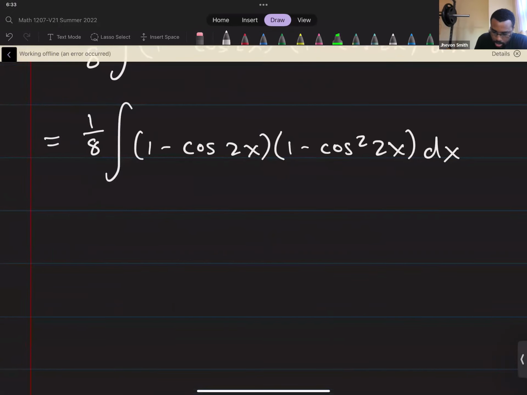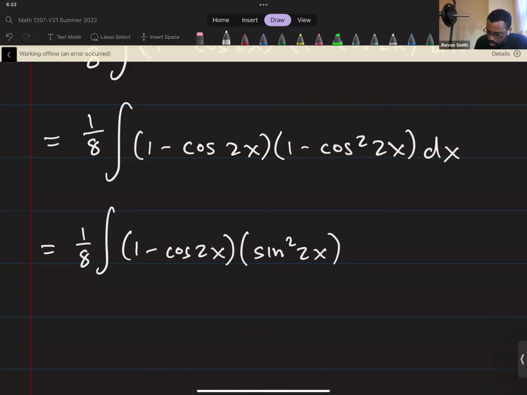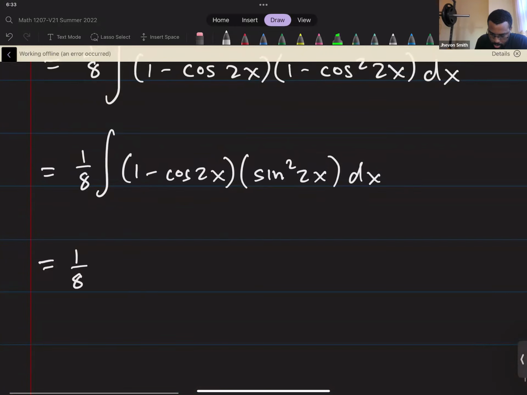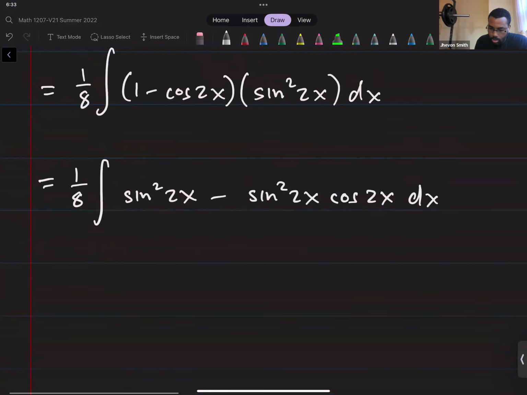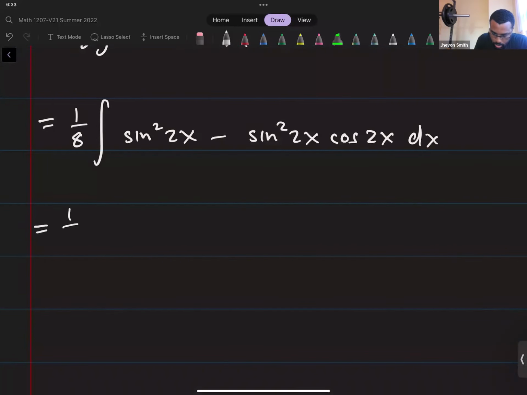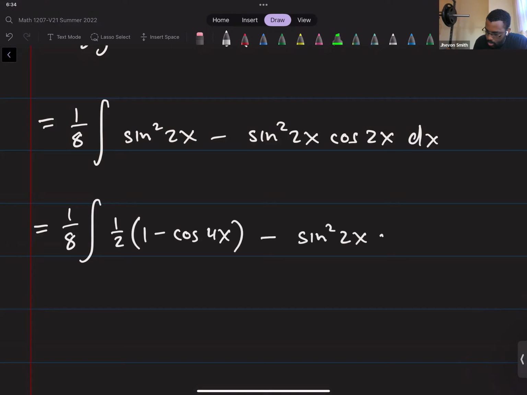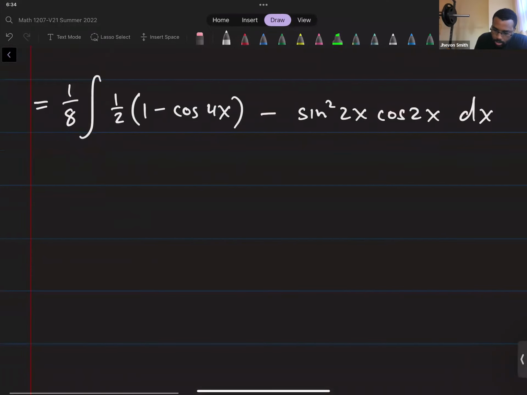Let's do what we did last time, because this guy I could just think of it as sine squared 2x. I have less terms when I multiply out. It might be nice. So here I have sine squared 2x minus sine squared 2x cosine 2x. That looks nicer. I think I can start integrating now.